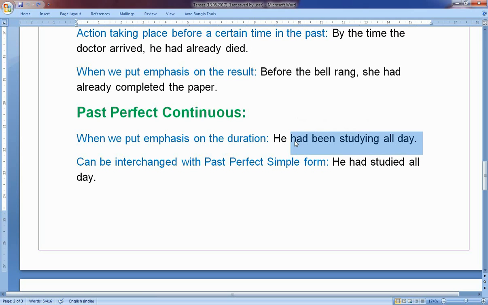Secondly, the past perfect continuous can be interchanged with the past perfect simple form. We have written the same sentence in the past perfect simple form, which looks like he had studied all day. Now both the sentences have the same meaning. We have just interchanged the form of tense we have used.